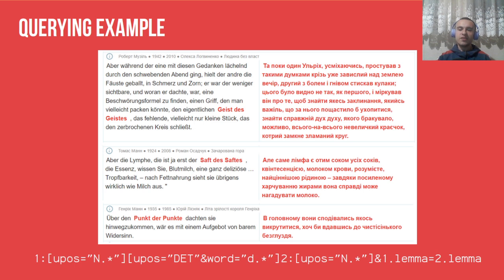The standard CQL language is used as the query language, which makes it easier to use the parallel corpus even for those who are not familiar with Ukrainian parallel corpora. For example, here you can see a search for construction translations such as Punkt der Punkte.